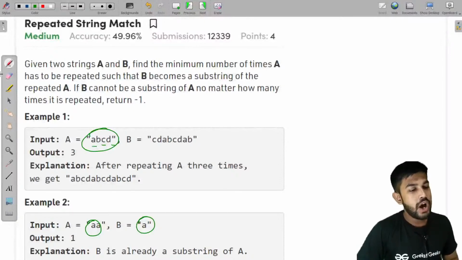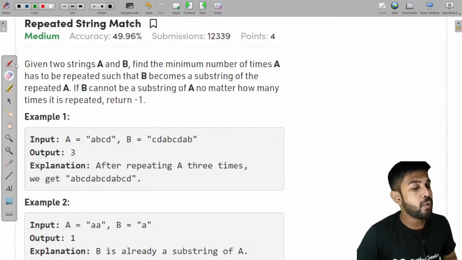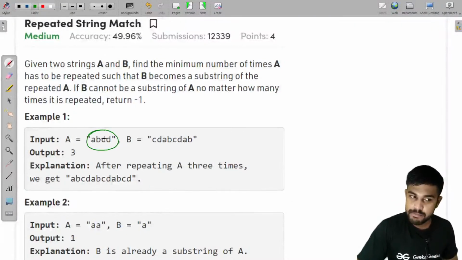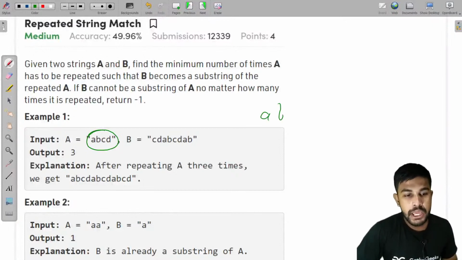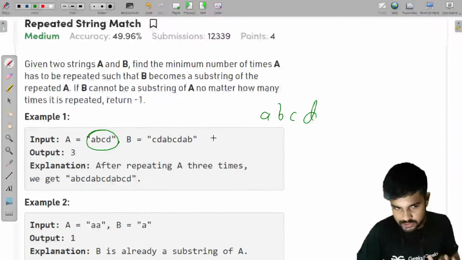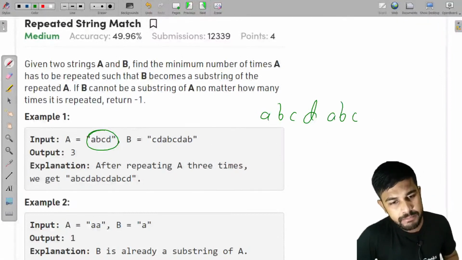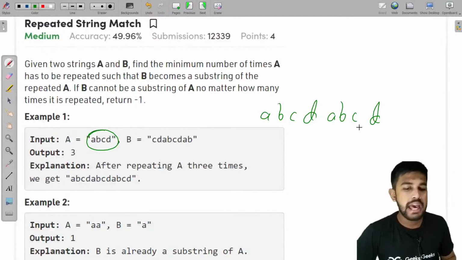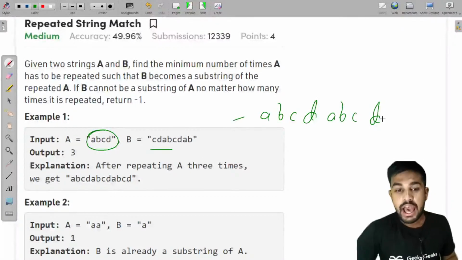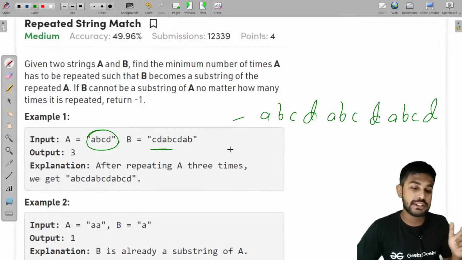So now, how many times does this need to be repeated? One way to do this is that we have done one time, A, B, C, D. We would check if B is a substring of this string or not. Next we would again write A, B, C, D, and again check if B is a substring of this or not. And again we would write A, B, C, D, and check if B is a substring of this or not.